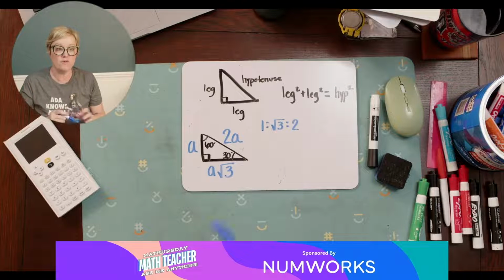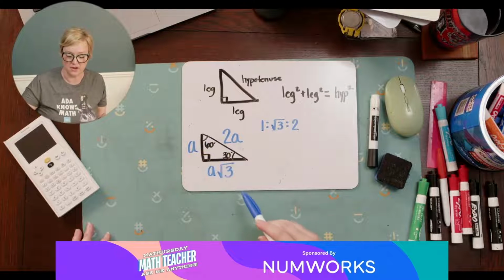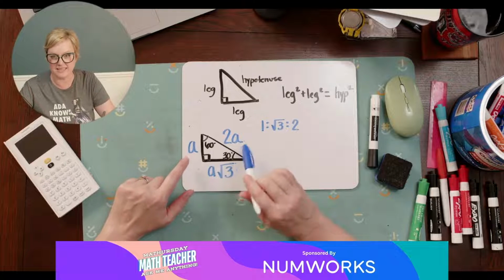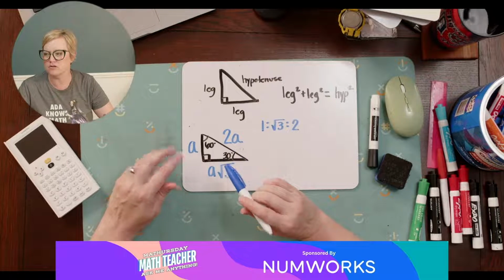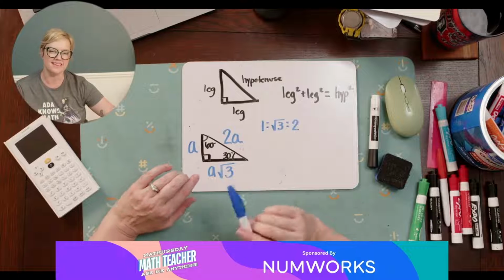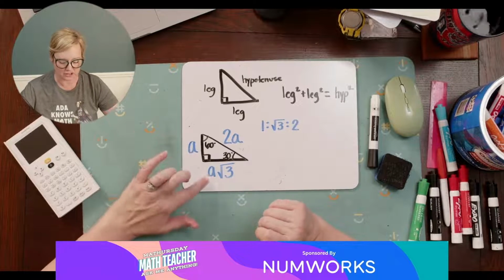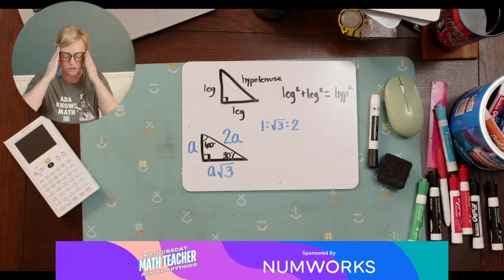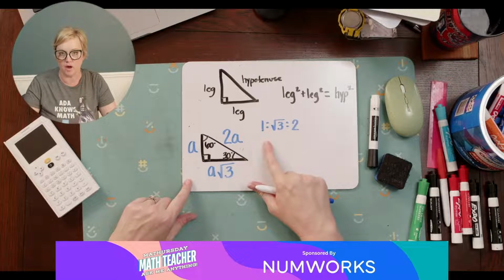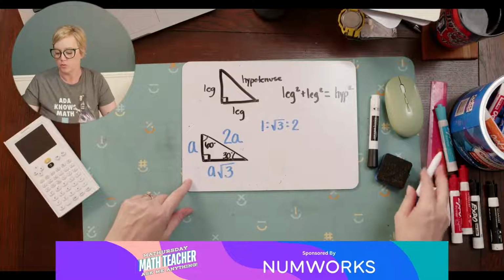Okay. So if you can remember this, right? Now, sometimes people will put in X's here. I try to stay away from that when I'm teaching because it can get really confusing when you're solving for missing variables and stuff, right? So that's why I prefer to use A. But yeah, the 30, 60, 90 is always going to be a 1 to root 3 to 2 ratio.